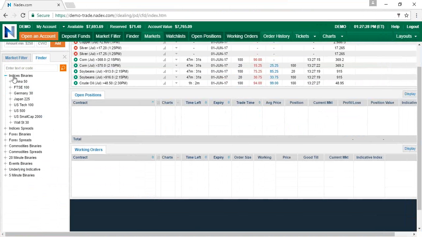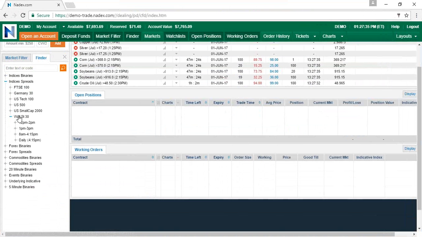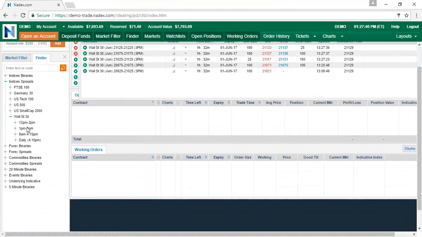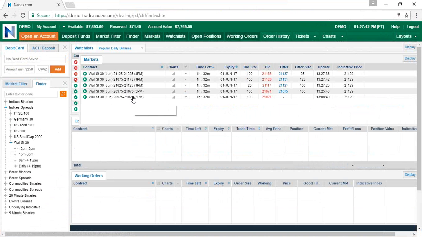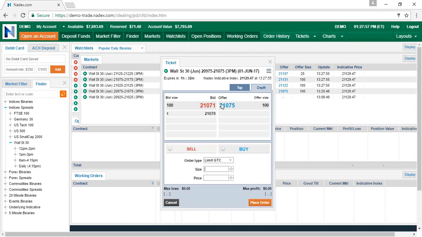All right. So if I'm looking at indices spreads, and let's just pull up the Dow, for example. Let's look at these spreads here, 1 to 3. Let's just say 21,129. Let's just say that I am looking to sell this spread right here, just as an example. I want to sell one of them.